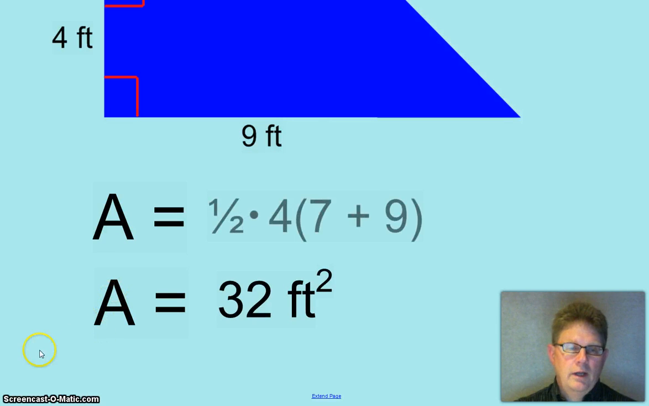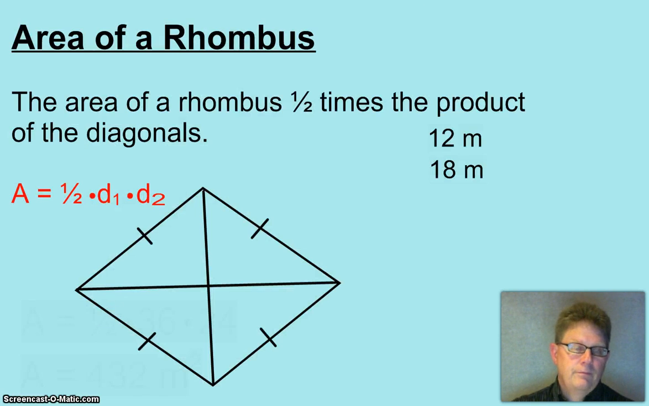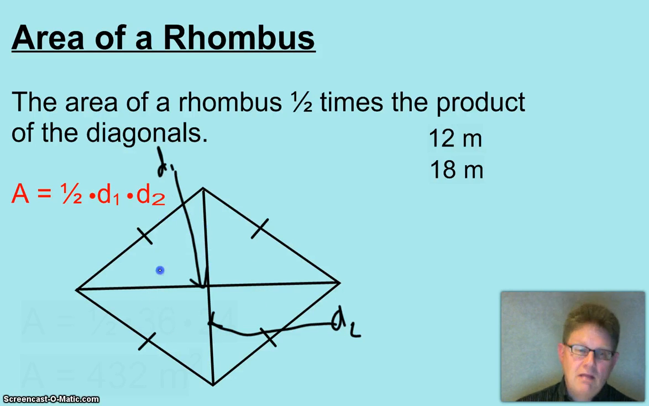Alright, so let's go ahead and move along to the area of a rhombus. The area of a rhombus is 1/2 times the product of the diagonals. So if this diagonal right here is diagonal 1, and the vertical diagonal is diagonal 2. Remember that a rhombus is a parallelogram, so the diagonals bisect each other.